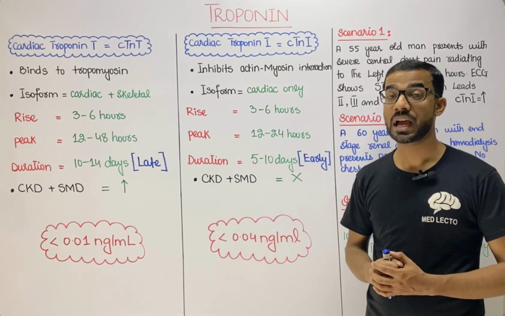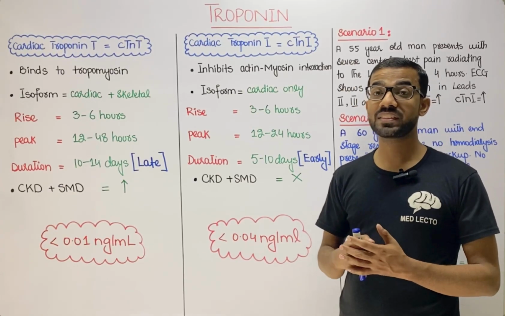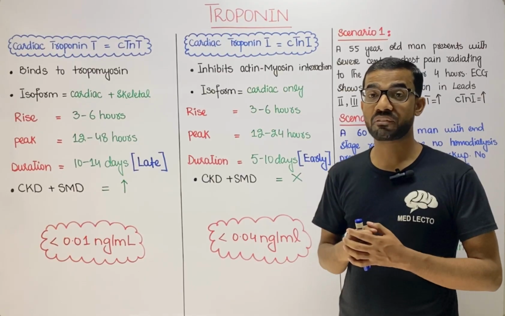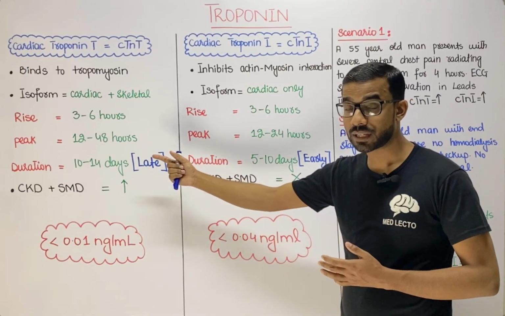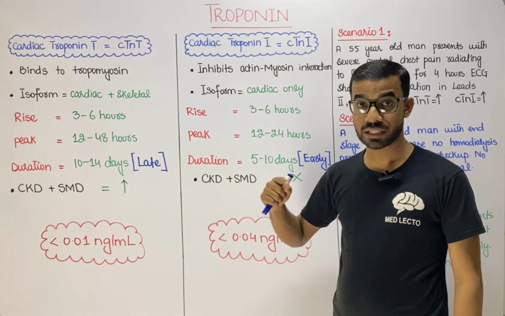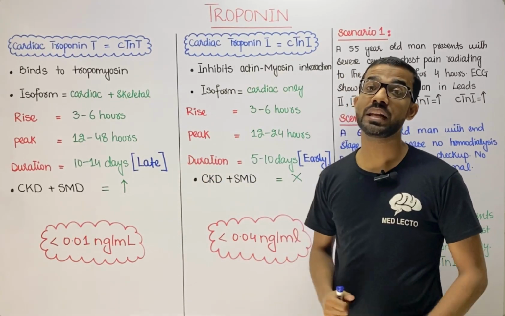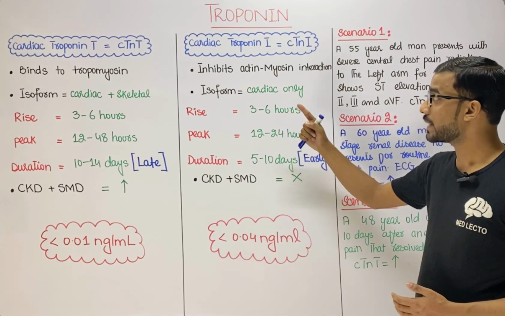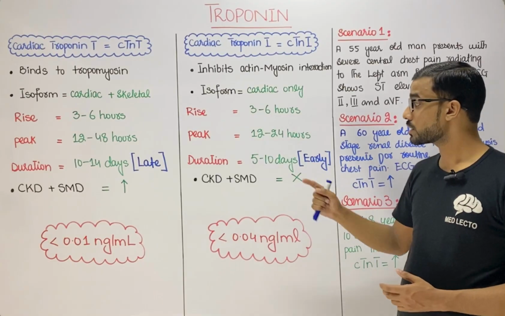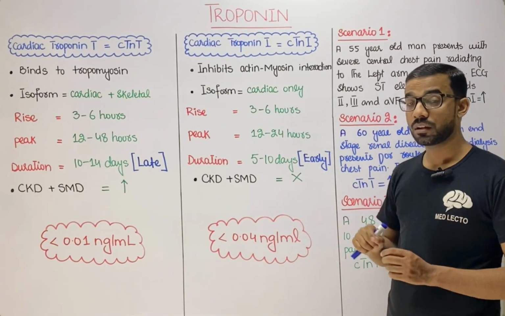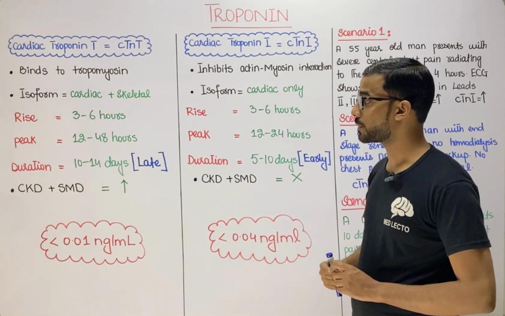So if we want to check whether the patient has been affected by MI, we can go towards troponin T because it will rise for a long duration, 10 to 14 days. So it will be helpful in late diagnosis. While in the troponin I case, it is good for early diagnosis, because the duration of troponin I is small as compared to troponin T.